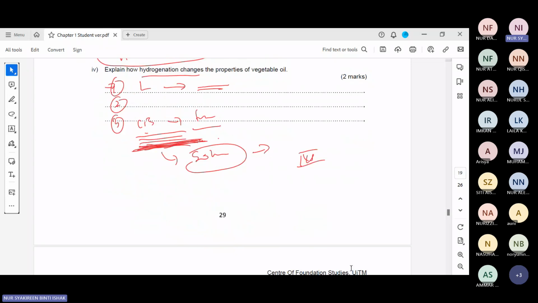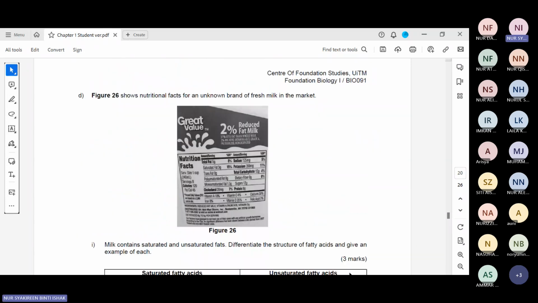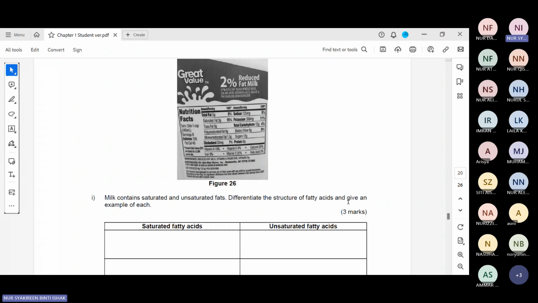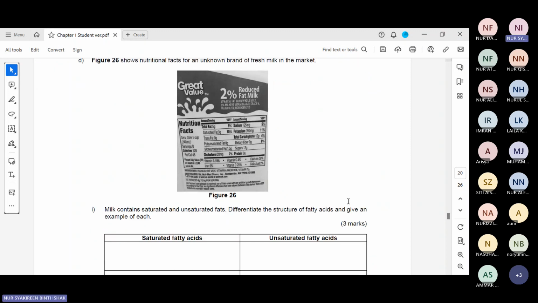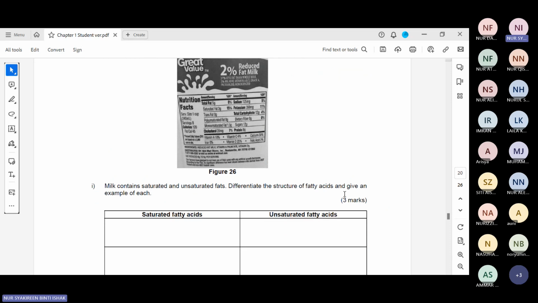Okay, so next, question 26 shows nutritional facts for an unknown brand of fresh milk. This can be an example, this is a project, right? So milk contains saturated and also unsaturated fats. Differentiate the structure of fatty acids. This question asks about fatty acids, so then you can explain like earlier.